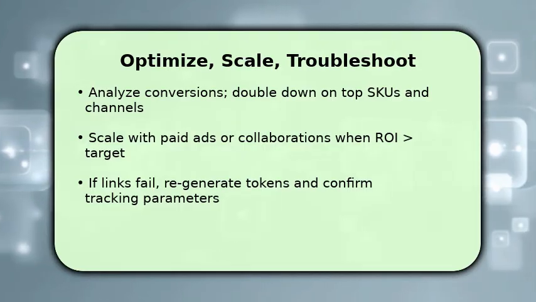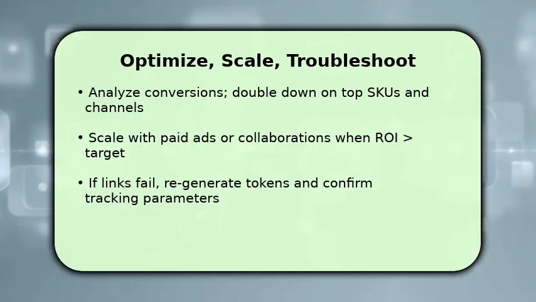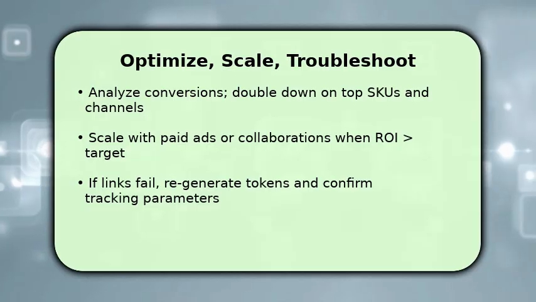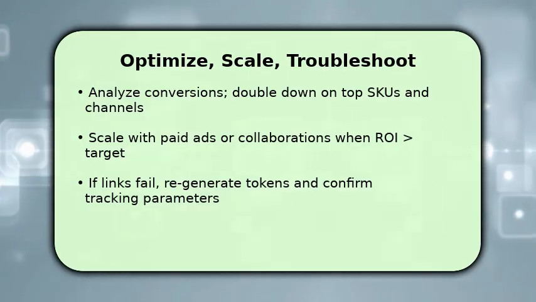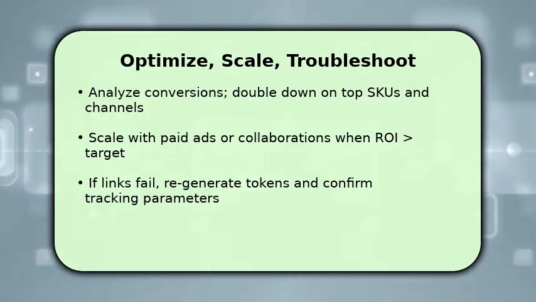If commissions drop, troubleshoot immediately. Verify that affiliate tokens are valid, check UTM persistence, and confirm Myntra reporting timestamps. Finally, maintain a cadence of fresh content and seasonal updates so your links stay relevant and sales keep growing.